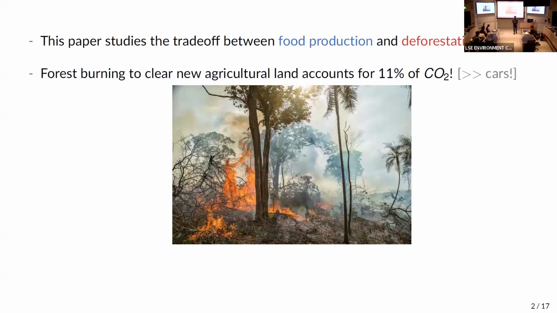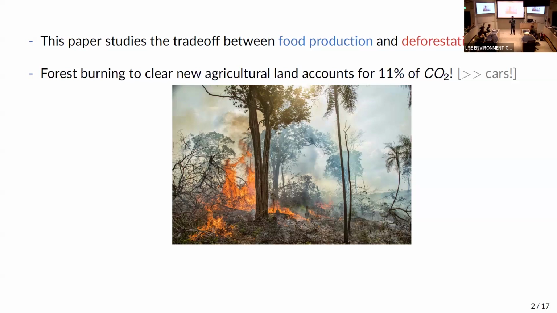So what do I do in this paper? I study the trade-off between emissions from deforestation on the one hand and food production on the other. I'm going to do this in a global context, and just for motivation, the carbon problem here is quite large. In particular, the burning of forest cover in order to clear new agricultural land accounts for, depending on which IPCC report you use, between 10 and 15% of global carbon dioxide emissions.